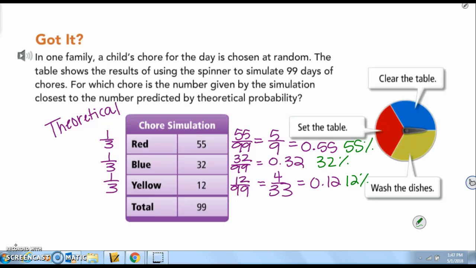With my ratios for my experimental probability using the simulation, I see that red would be 55%, 55 over 99, blue 32% or 32 over 99, and yellow about 12% or 12 out of 99. If you recall, 1/3 as a percent is 33%. So the one closest to that would be the blue probability, which was at 32%. So the chore for blue, which is clearing the table, is the closest to the number predicted by the theoretical probability.